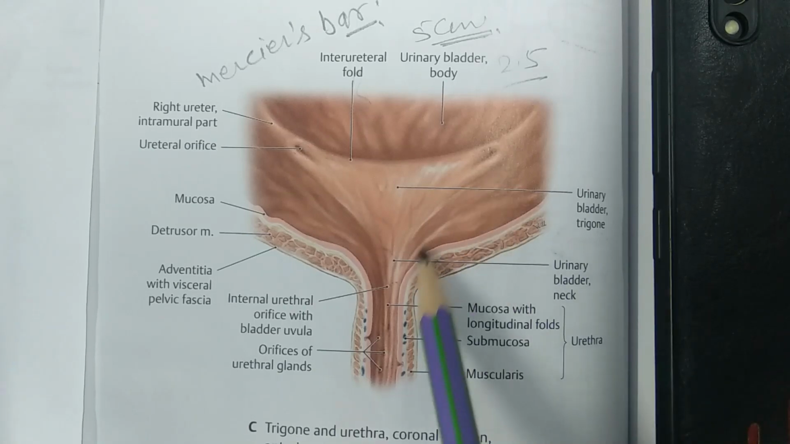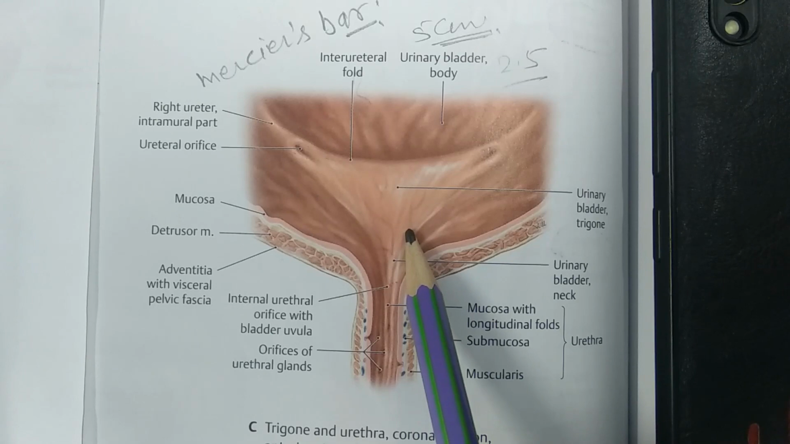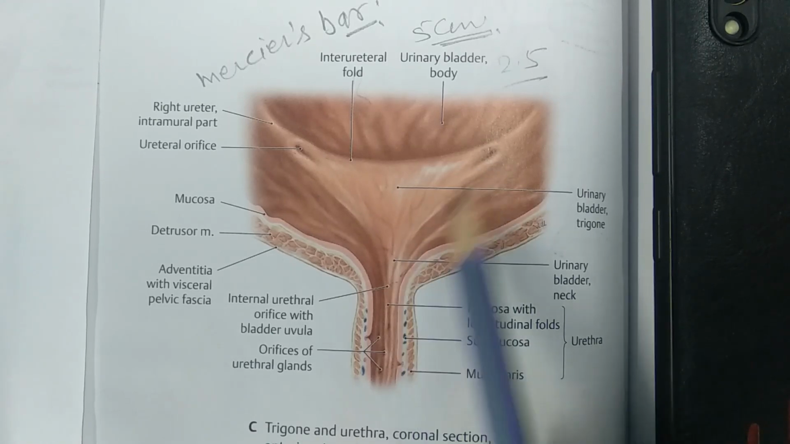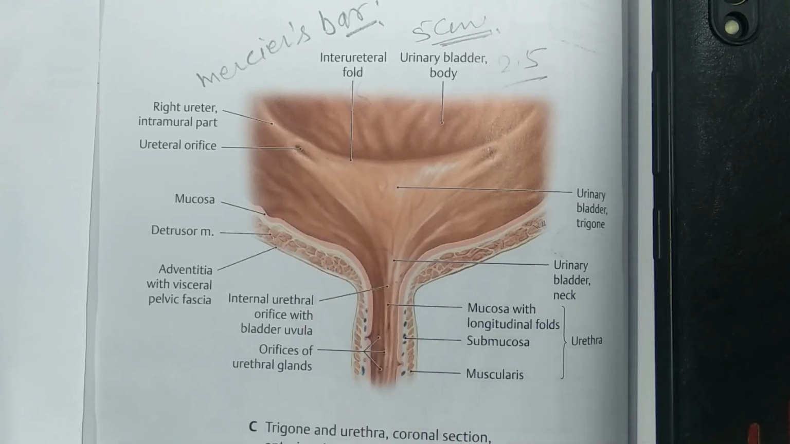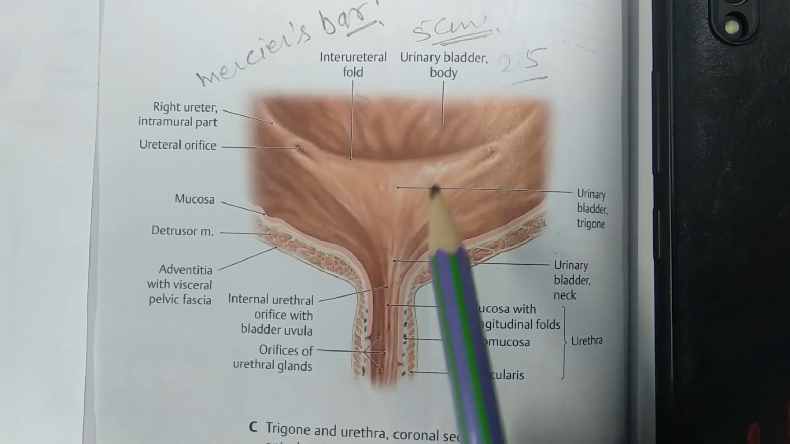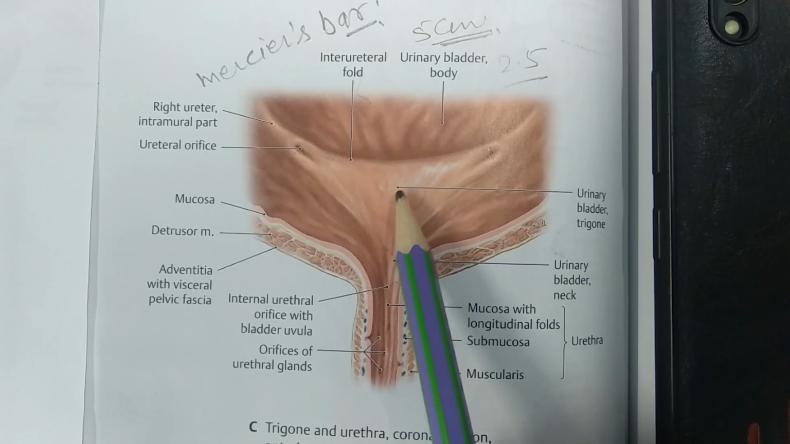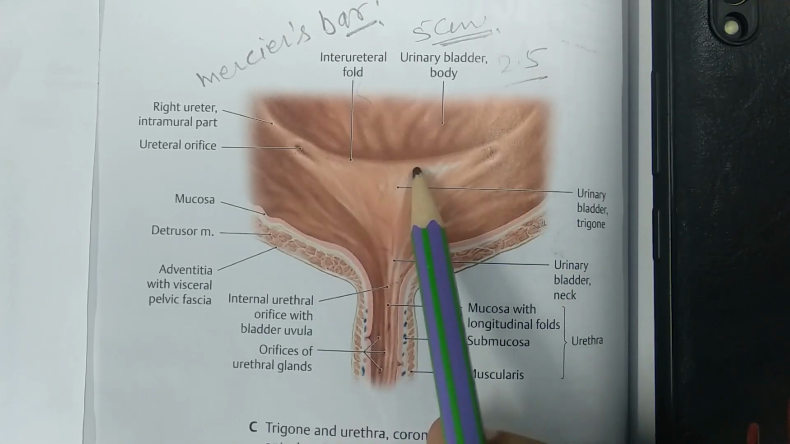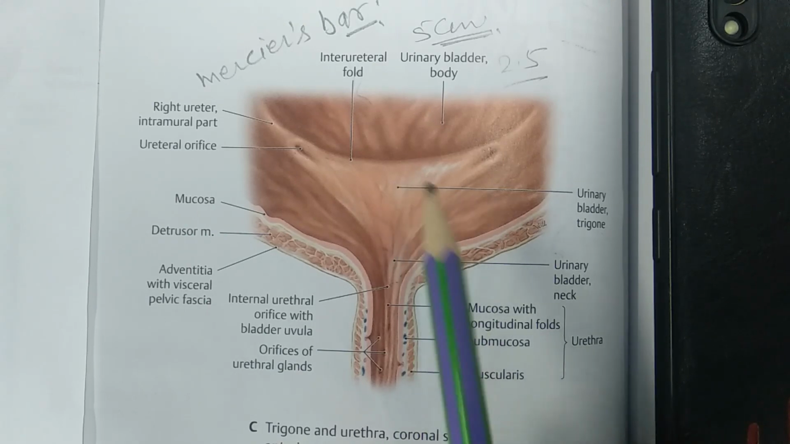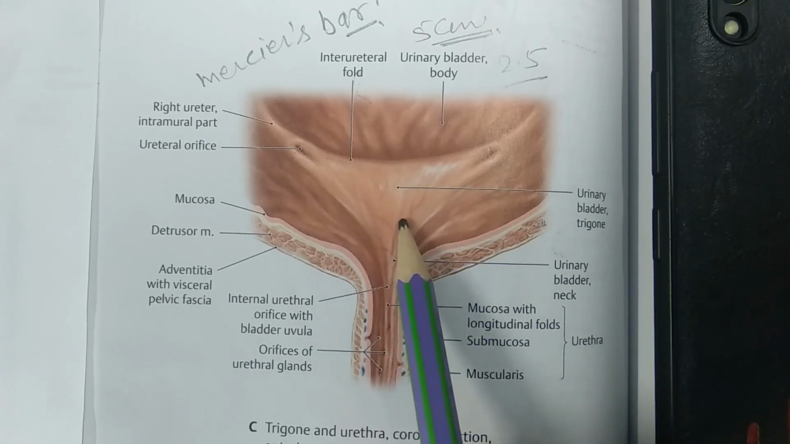And the sides of the trigone are formed by the ureteric lines on both sides. And now let's see the layers at the site of this trigonal area from inside to outward. The innermost is the mucous membrane of transitional epithelium, the first one, which is dense and shiny.